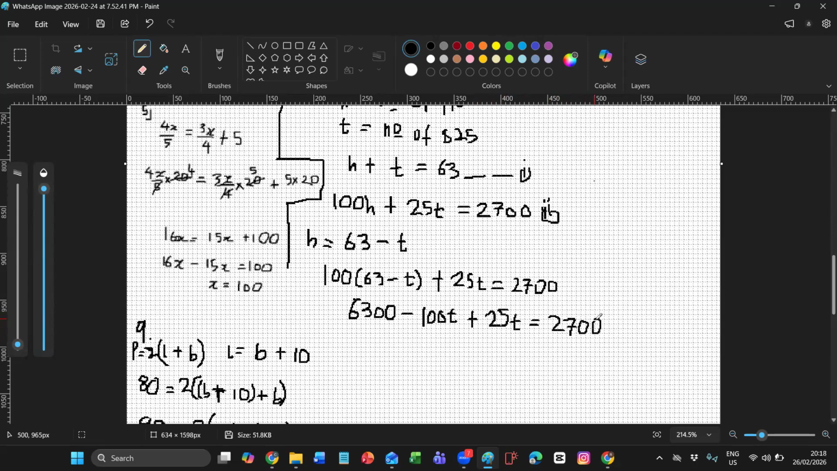So minus 100 plus 25 will give us what? Because that's the one that has T. That would be minus 100 plus 25, which is minus 75. Good. So this will now look like this: 6,300 minus 75T. Don't forget the T. Minus 75T is equal to 2,700.